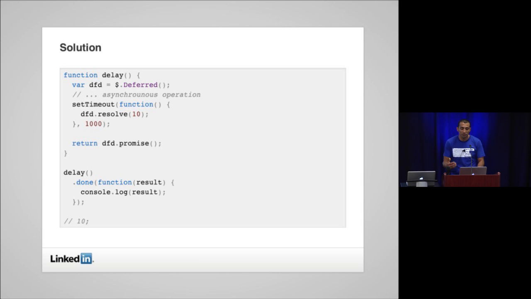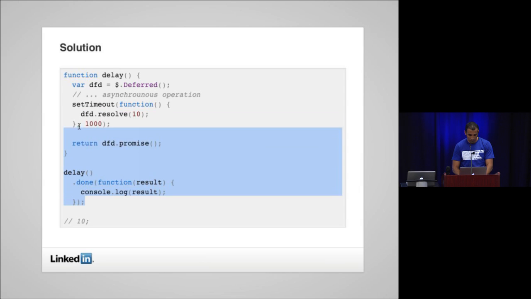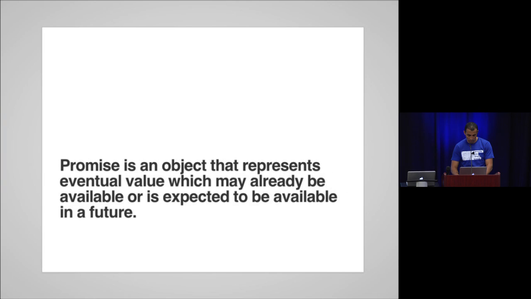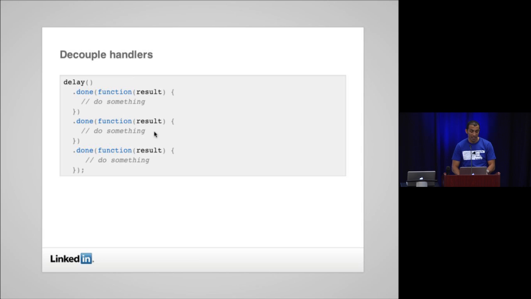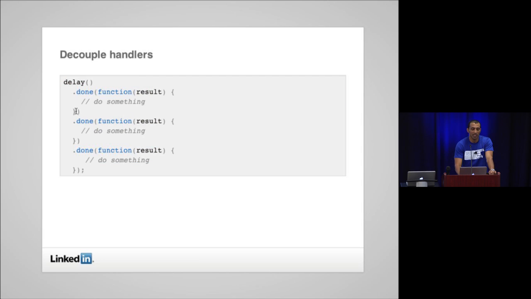So that actually beautifies the code for you, because I can decouple all my handlers essentially like that. So in the case before, I can have delay.done, some completely independent operation, and then maybe something else, a completely independent operation, maybe another completely independent operation.